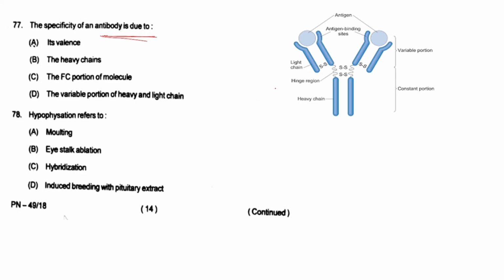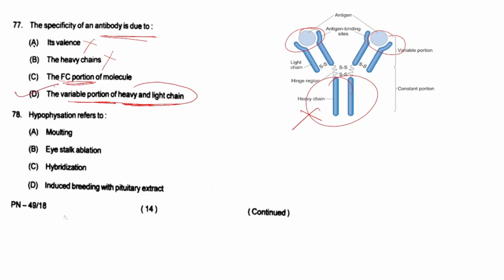Next, moving on to the next question. Question number 77. The specificity of an antibody is due to the specificity of. Always remember the structure of an antibody, and this specificity of the antibody is provided by the variable region present in the antibody structure. So options are its valence, no. The heavy chains, no. Not only heavy chain, light chains are also responsible. The Fc portion is this constant portion, which is not responsible for the variability. The variable portions of heavy and light chains are responsible for the variability. So option D will be the right answer.